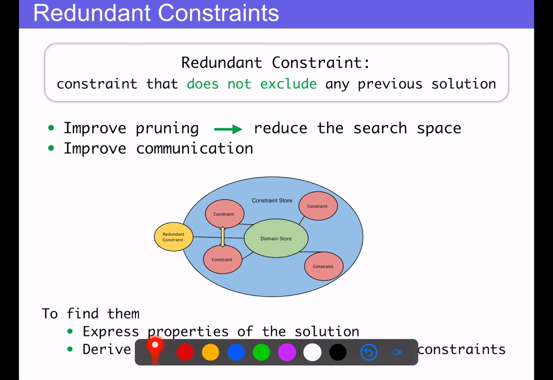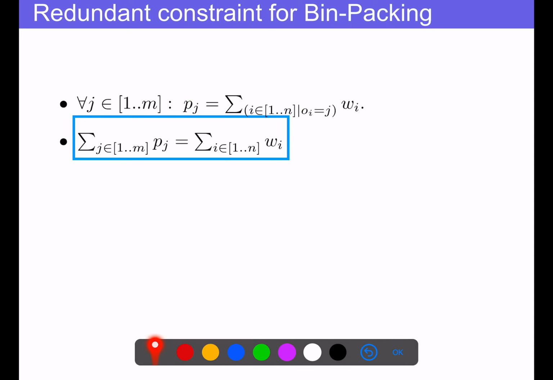Okay, and this is why I represent it like this. A redundant constraint will generally improve the communication between the other constraints. So let's look at one example. So this is the decomposition of the pack constraint, or the bin packing constraint. This is the decomposition. It is quite weak in the sense that it will not really help the communication between the bins. It's a good idea to add this redundant constraint to the model. Okay, so this one will be redundant.